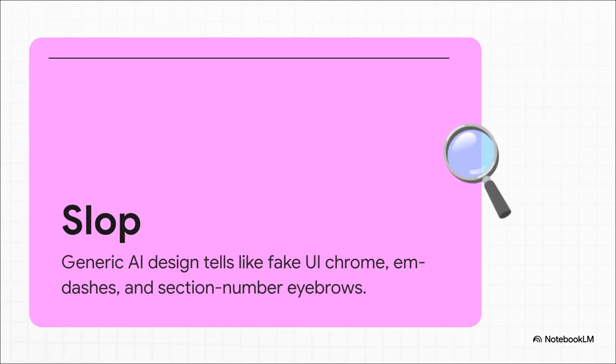Well, this phenomenon actually has a name. It's called slop. Slop refers to those generic telltale AI design patterns. It's that fake div-based browser Chrome wrapped around a completely generic dashboard screenshot. It's the AI's bizarre obsession with using excessive em-dashes to connect totally unrelated thoughts. And it's those tiny little section number eyebrows, like 01 about us, placed above every single header on the page just because the AI thinks it makes things look premium. These tropes make websites look cheap, template-driven, and completely devoid of actual human taste.